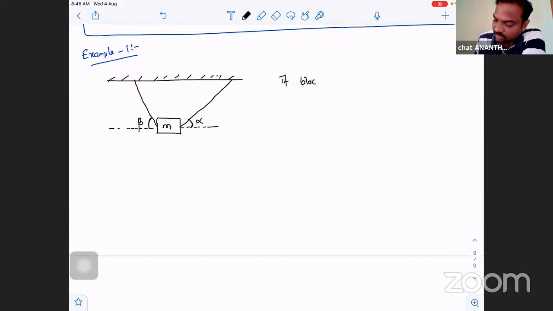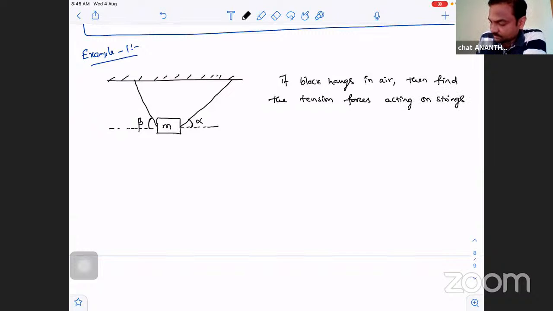If the block hangs in air, it means obviously the block is at rest. Then find the tension forces acting on the strings. So the tension forces in the two strings. What is the tension force acting in the left string? What is the tension force acting in the right string? We want the tension forces.